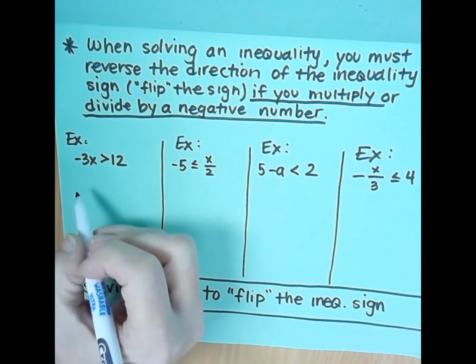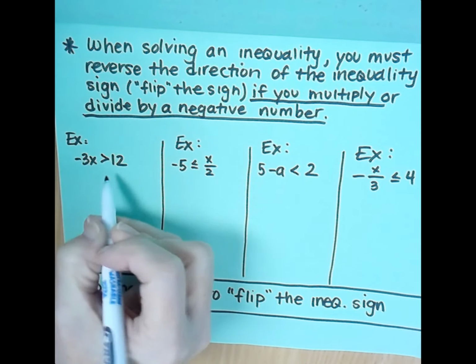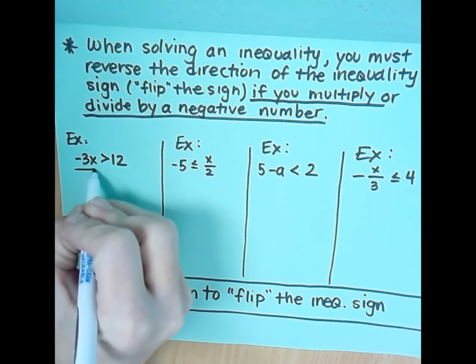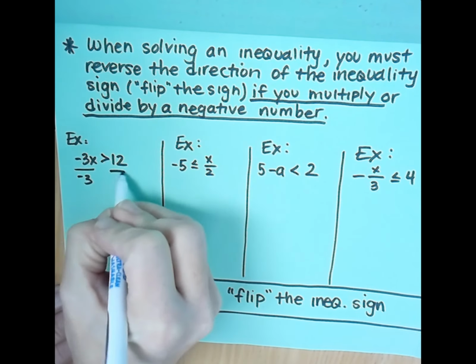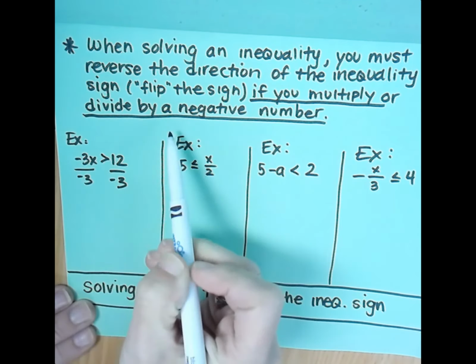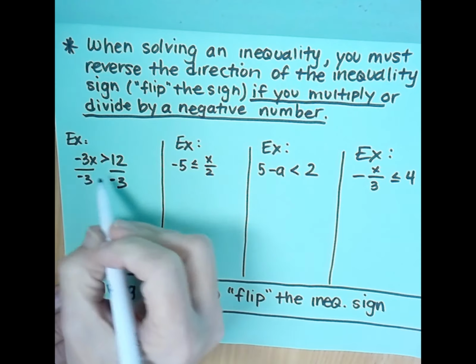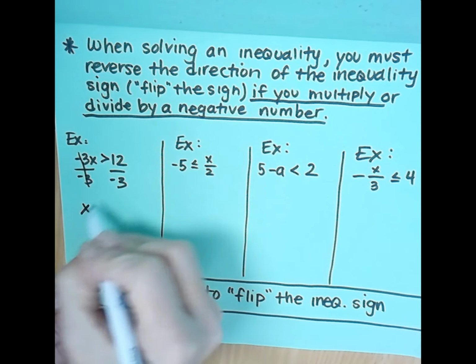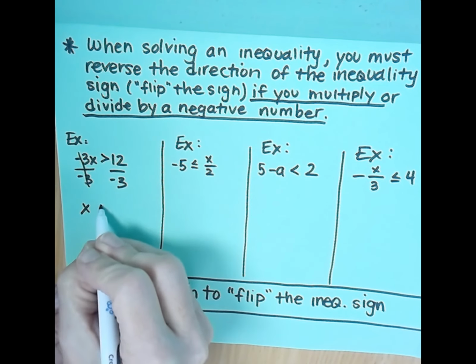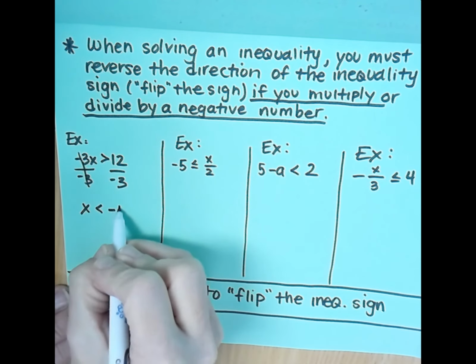Okay, let's look at example 1. If I wanted to solve this inequality, I would divide both sides by -3. Okay, so like it says up here, since I'm dividing by a negative, I have to make sure that I reverse the greater than sign to become a less than sign.